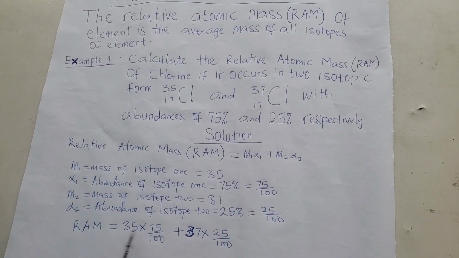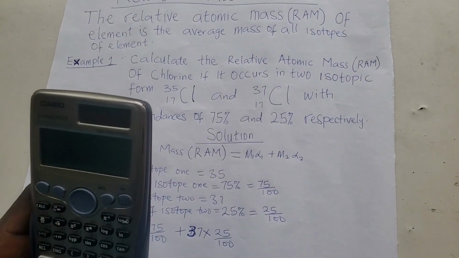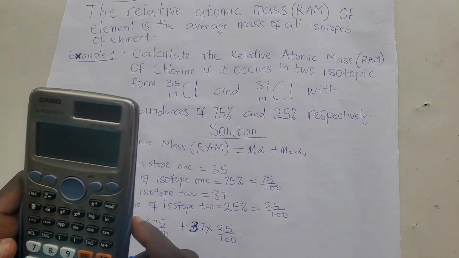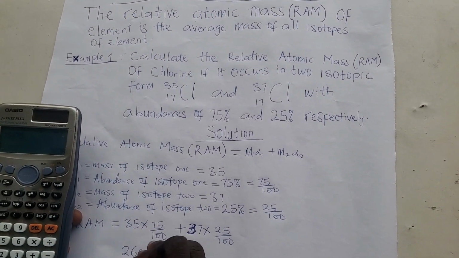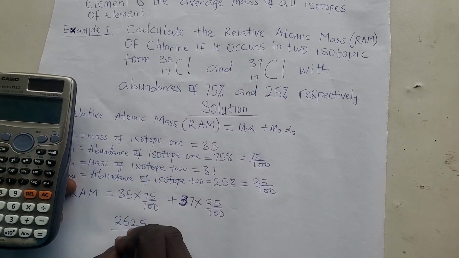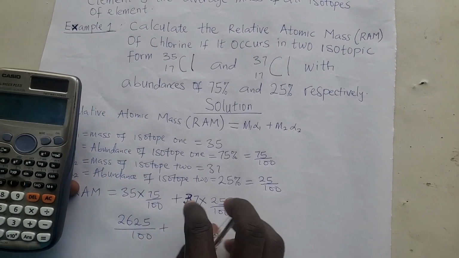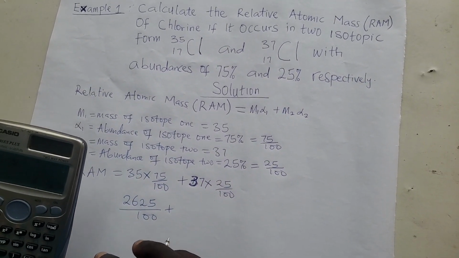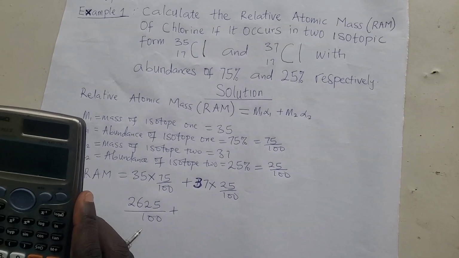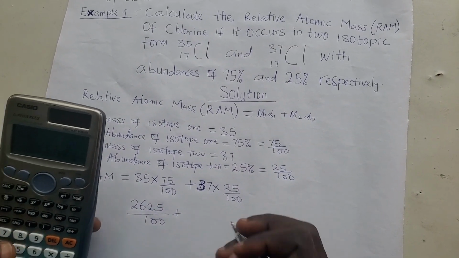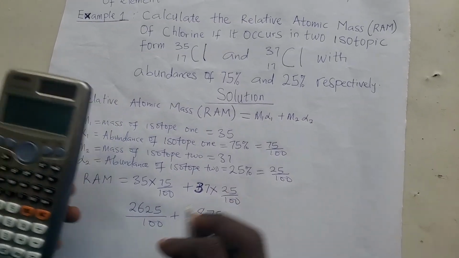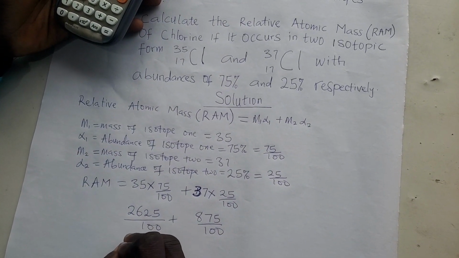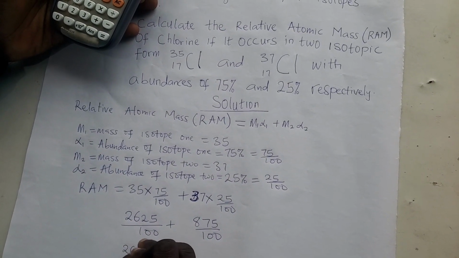All right. So 35 times 75 gives us 2,625 all over 100, plus 35 times 25, which is 875 all over 100. If you divide this by 100, it gives you 26.25.